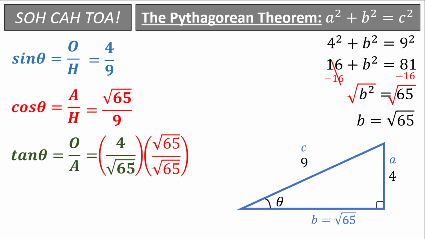On the numerator, we will have 4 times the square root of 65, and on the denominator, the square root of 65 times itself leaves us with just 65. This might not look nicer to you, but this is the mathematically correct way to express your answer for tangent in this example. 4 square root 65 divided by 65.